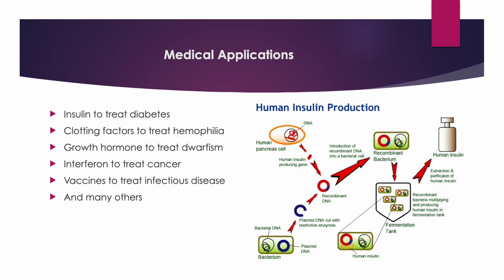You can also get the production of clotting factors for treating hemophilia, a bleeding disorder. You can produce growth hormone, and you can use that to treat dwarfism. You can produce an immune protein called interferon that helps people's cells recognize and destroy cancer cells. You can make vaccines this way. Many, many other things can be made this way. It's inexpensive and it produces very high quality materials.